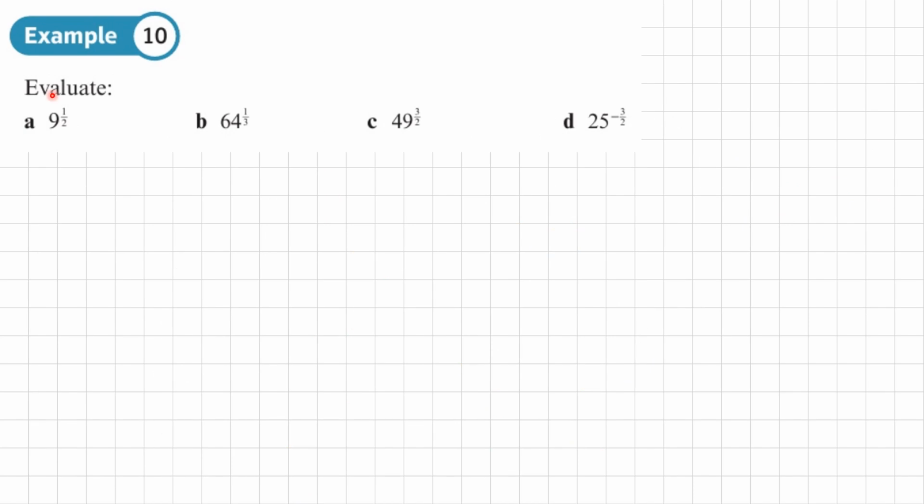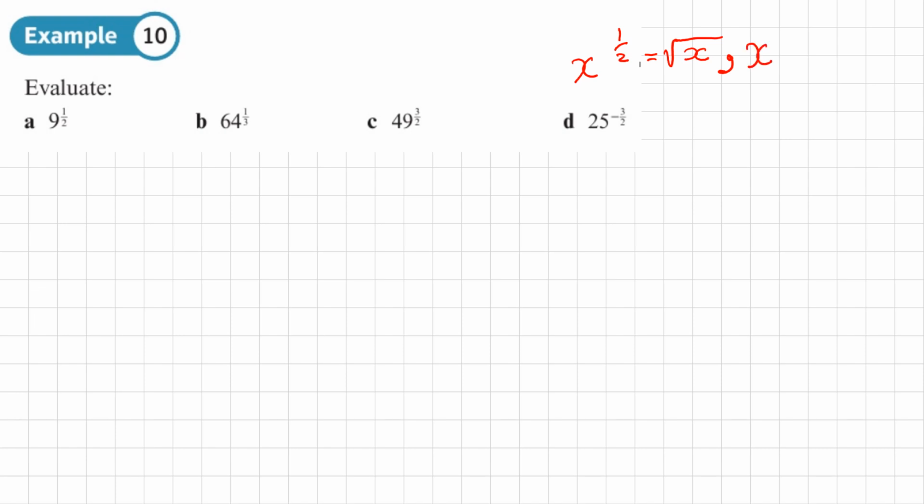Example 10. We want to evaluate all of these, which means we want to work out what they are. As a reminder, when we see a fractional power, the top number is the power and the bottom one is the root. So if you see a power of a half, because the power is 1 and the root is 2, that's the same as just doing the square root. That's the quick way. We don't need to do power 1, that's not going to change it.